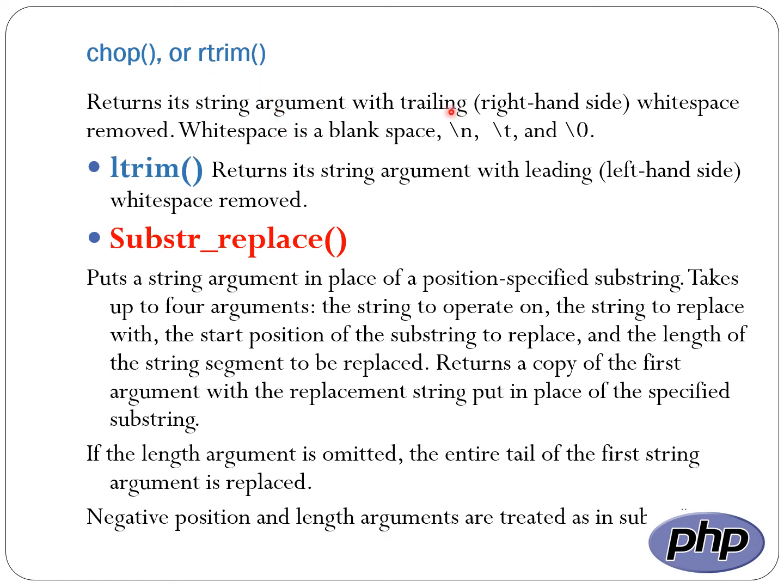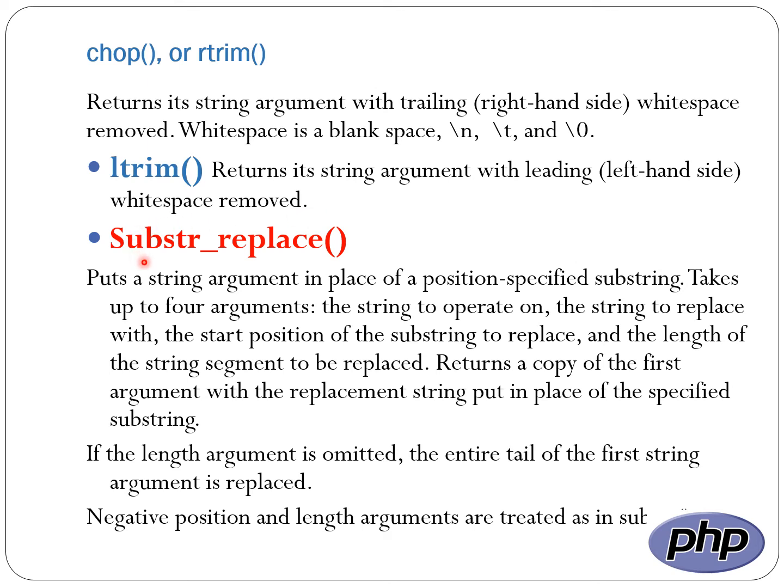White space is treated as a blank space. White space means it can be a blank space, a \n character, a \t character, or a \0 character. Now we have ltrim. Ltrim is a function which is used to trim white spaces on the left hand side. It returns a string argument with leading left hand side white space removed. So chop, rtrim, and ltrim are used for trimming white spaces from a string.